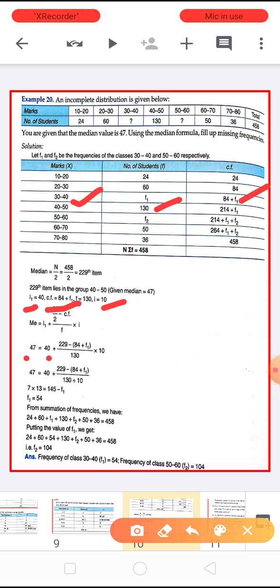So 47 is equal to 40 plus (229 minus 84 plus F1), and this again comes into the division, that is 130.